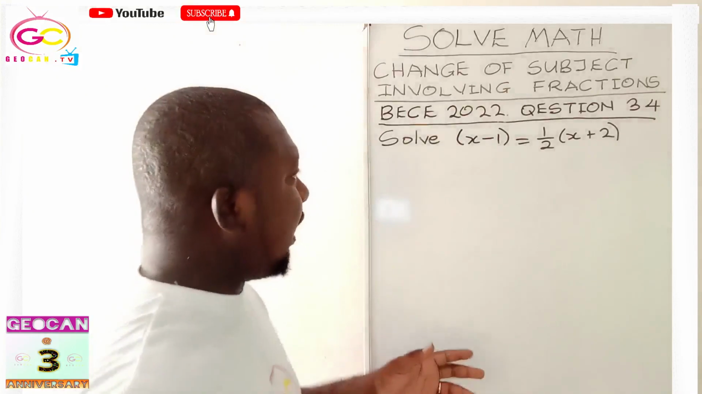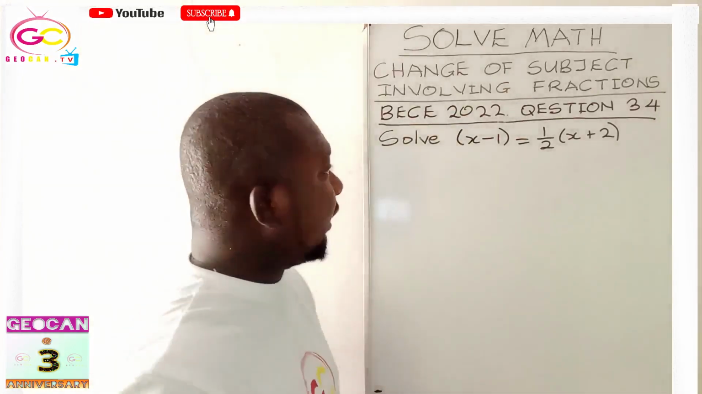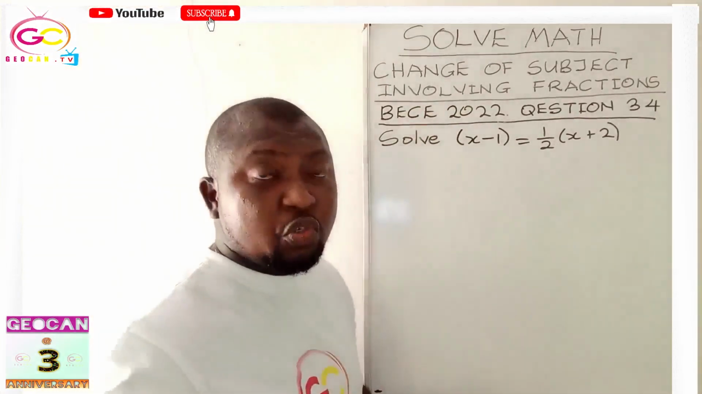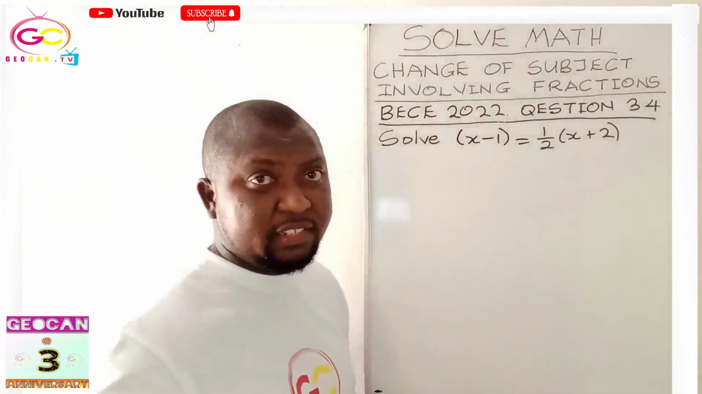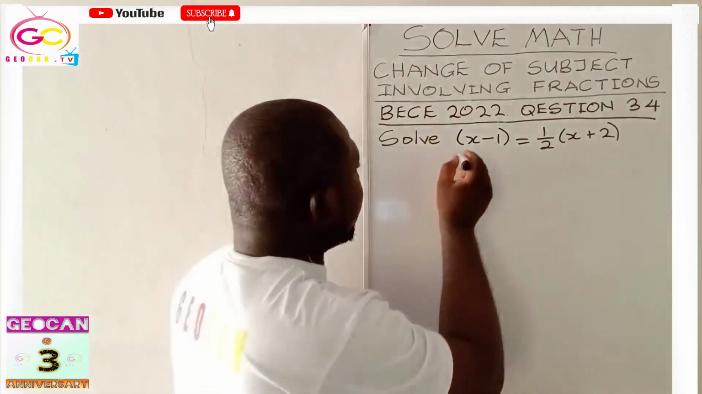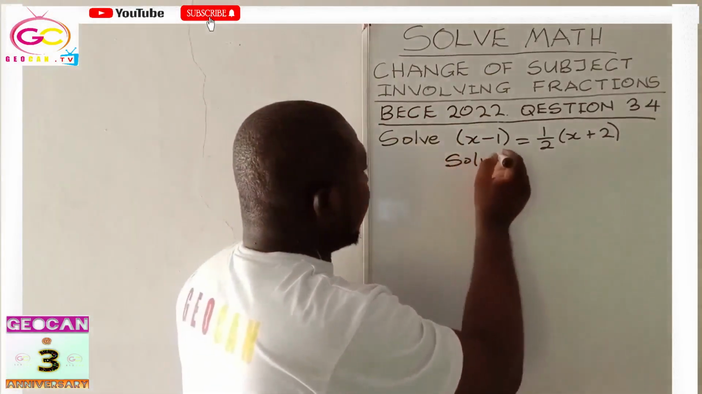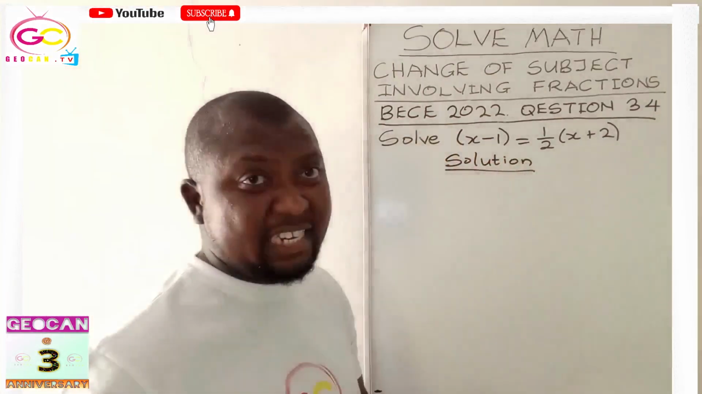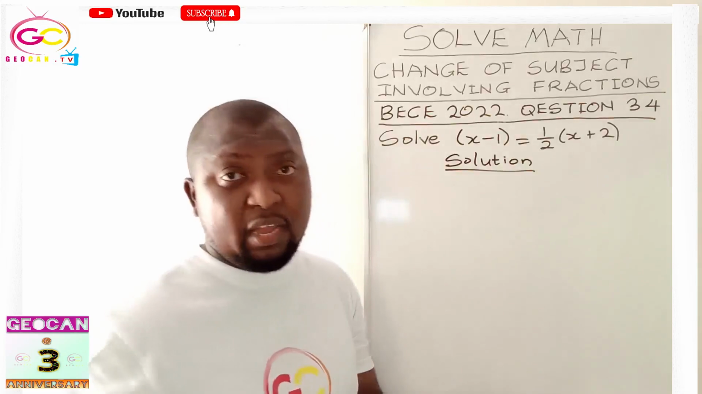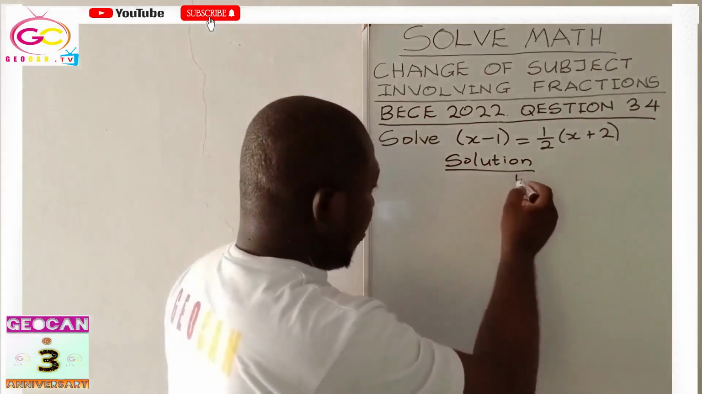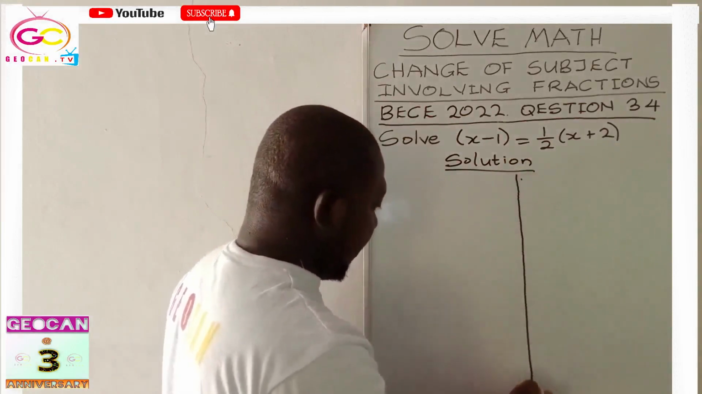Good. Now, what do we do here? We are told to solve it, and we have a variable in there, which is x. So basically, what the question is saying is that we should make x the subject. Okay, good. Let's have our solution, nicely written over there. As I always say, you need a neat and presentable work when it comes to mathematics. Good. Let's divide our board neatly down.